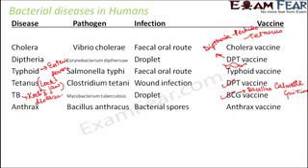Anthrax is caused by Bacillus anthracis. The infection spreads through the spores of this bacteria, Bacillus anthracis, and there is a vaccine available called anthrax vaccine.